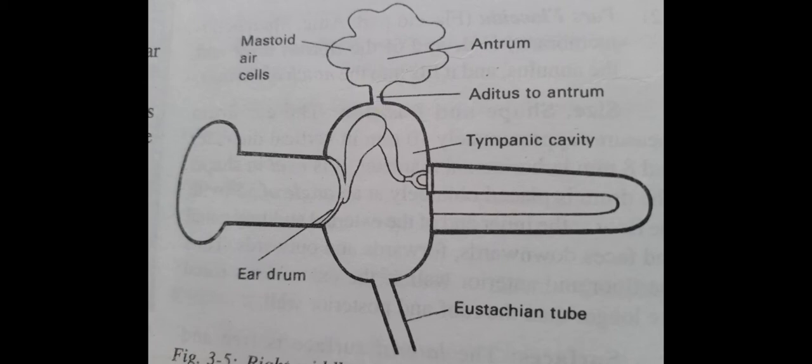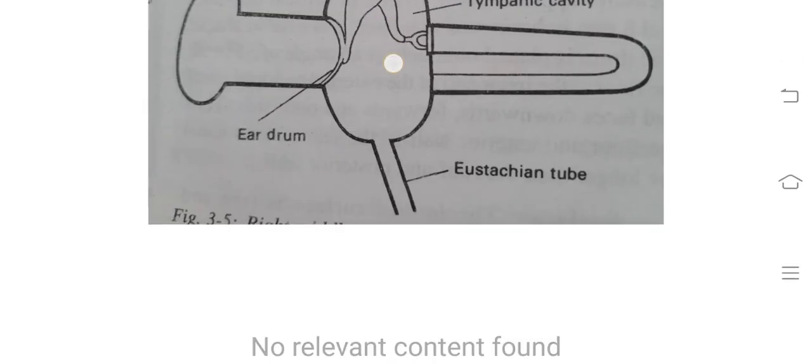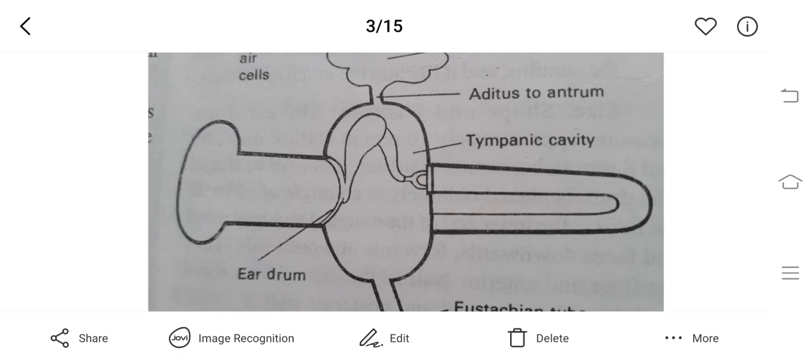This one is the aditus to antrum. It is a short canal, connects the epitympanum with mastoid antrum. The short process of incus lies in the floor, and the facial nerve runs in the canal in the floor. Okay, this is aditus to antrum, which connects the epitympanum to the mastoid antrum.